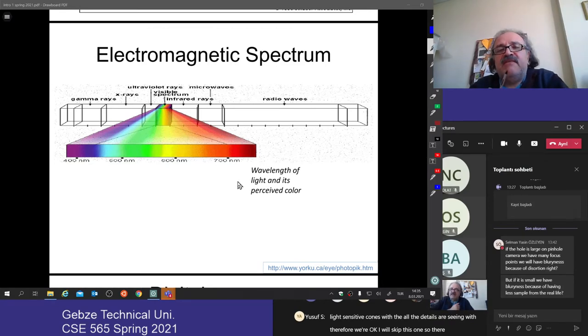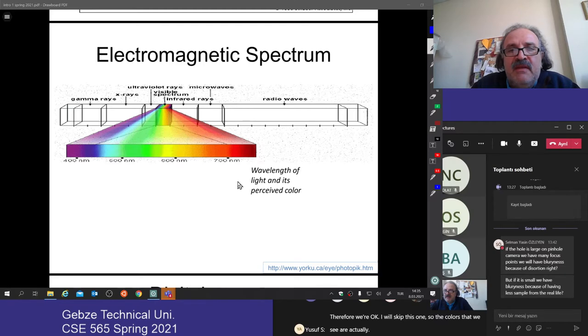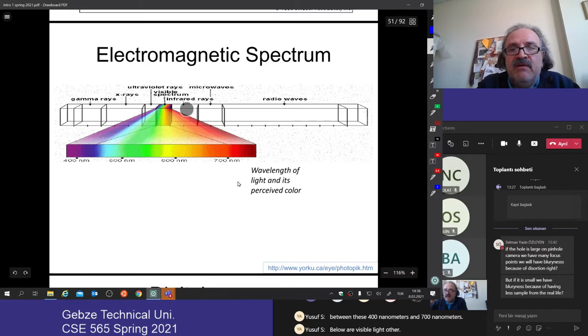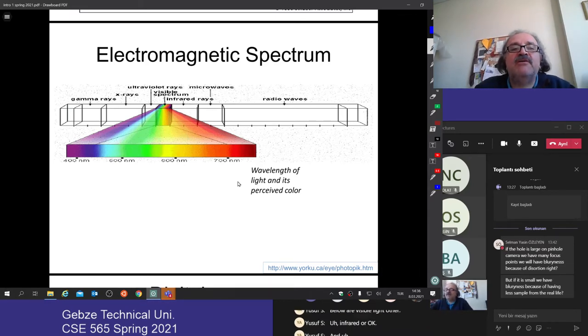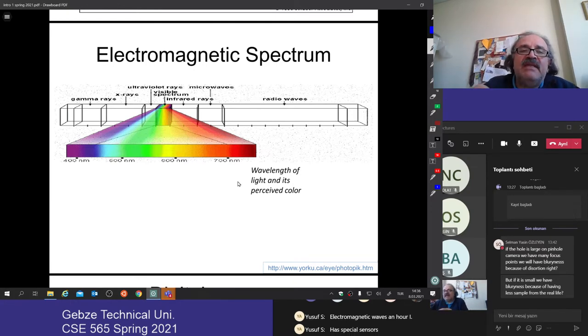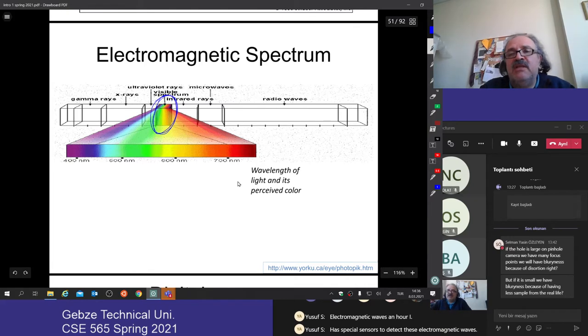The colors that we see are limited. We see the visible spectrum between 400 nanometers and 700 nanometers. Beyond our visible spectrum are the infrared rays and the ultraviolet rays, and these are all coming from the sun. The sun produces all kinds of electromagnetic waves, and our eye has special sensors to detect these waves at this position as light.